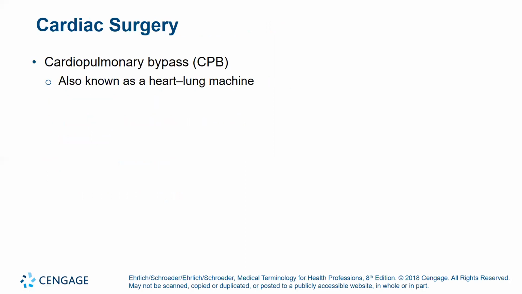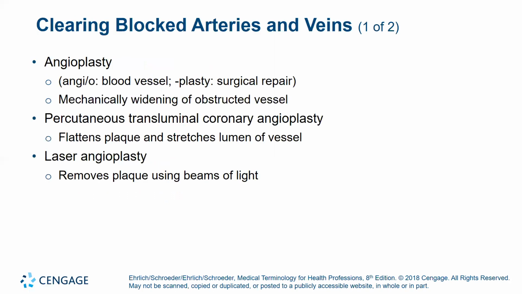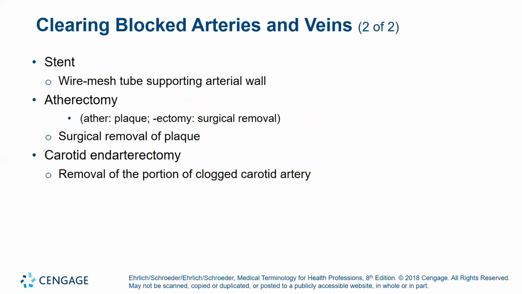Cardiac surgery. They have the cardiopulmonary bypass, or the CPB, also known as a heart-lung machine. Angioplasty, mechanically widening obstructive vessels. Looking at that term, angio is blood vessel, plasty is surgical repair. You have the percutaneous transluminal coronary angioplasty. You have the laser angioplasty also. The laser removes plaque using beams of light, whereas the percutaneous flattens plaque and stretches the lumen of the vessel. We have a stent. This is a wire mesh tube supporting the arterial wall.